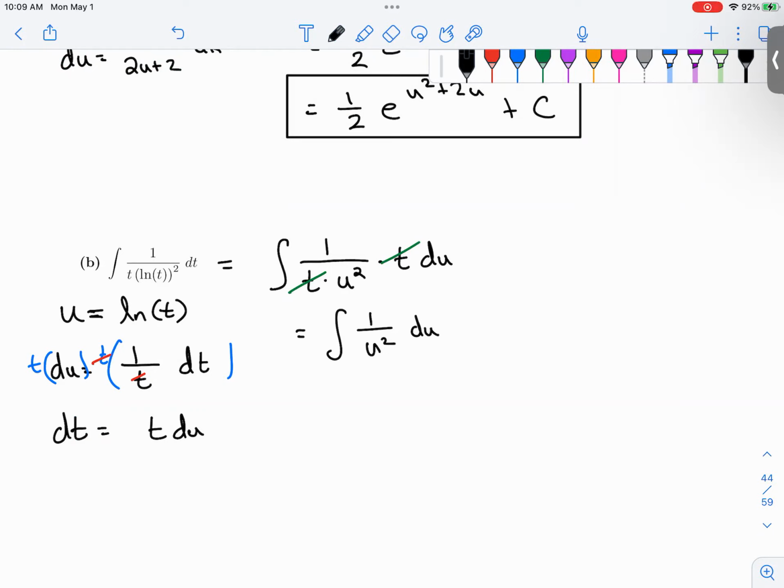I multiply by t, but you can divide by 1 over t. Remember that dividing by 1 over t would be the same thing as multiplying by t. Either way is fine.